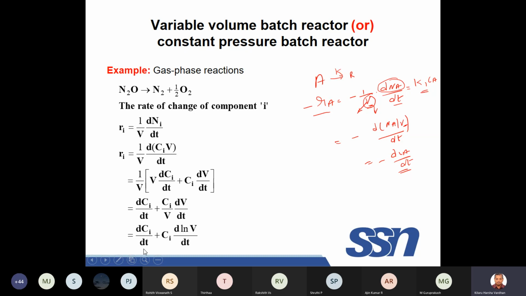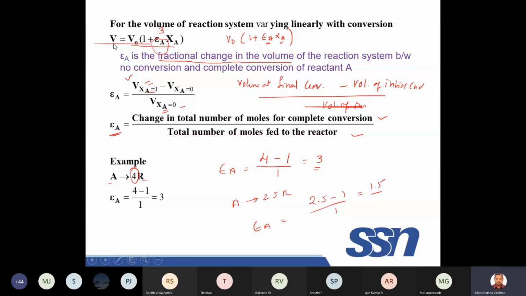Earlier Ri is minus dCi by dt you are getting. But here for a variable volume, you get this extra term into the picture. That comes because V is V naught into 1 plus epsilon A Xa. So I gave one example.